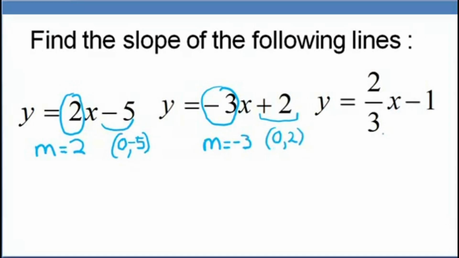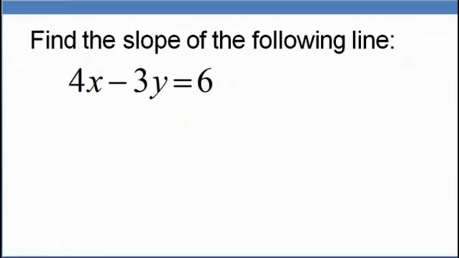For our third example, y equals 2/3 x minus 1. We want the slope. Y is isolated. Slope will be the coefficient of the x. So slope is 2/3. And you could also pick off your y-intercept, 0, -1. Let's look at another example.